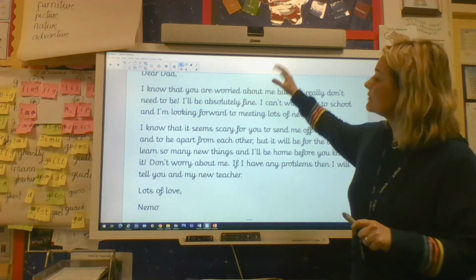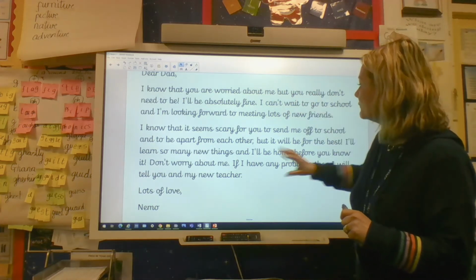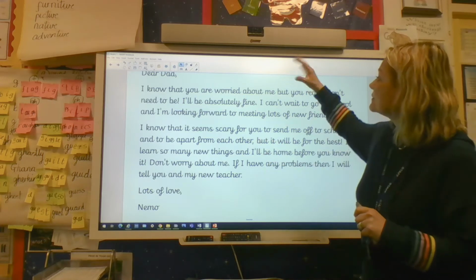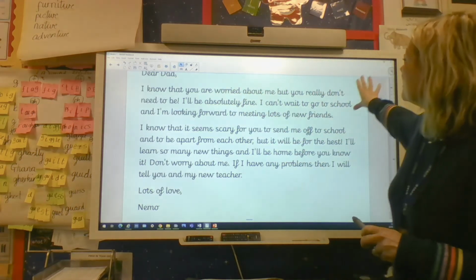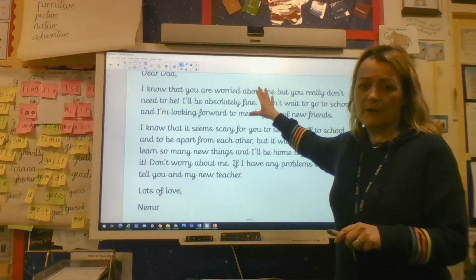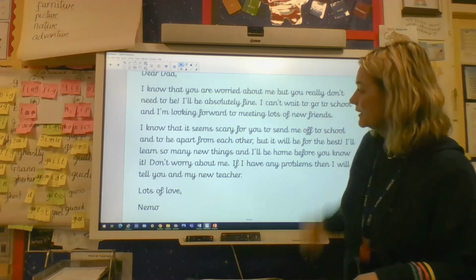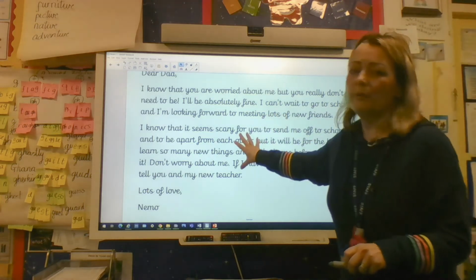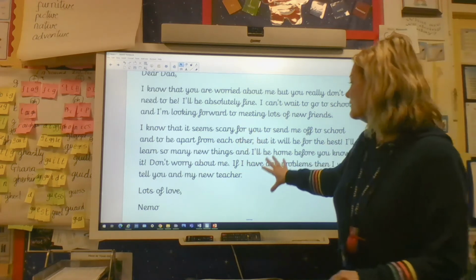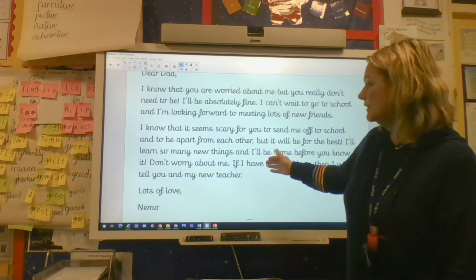So you can see that we still use paragraphs. We have a first paragraph, we have a second paragraph. The first paragraph is really telling Dad about why Nemo is writing to him. So it's saying, I know you're worried, but I'm going to be fine. And then the second paragraph actually says a little bit more about why Nemo is excited and what he's going to do if there are any problems.